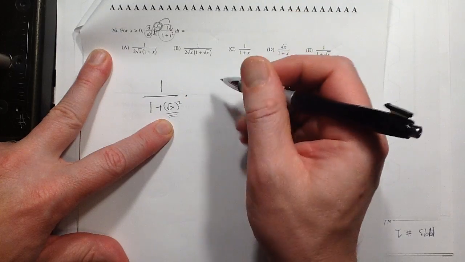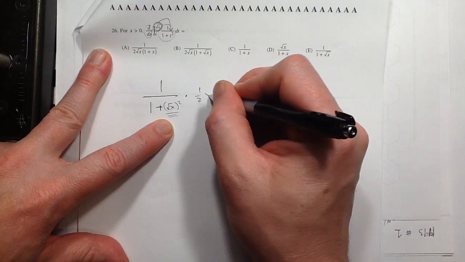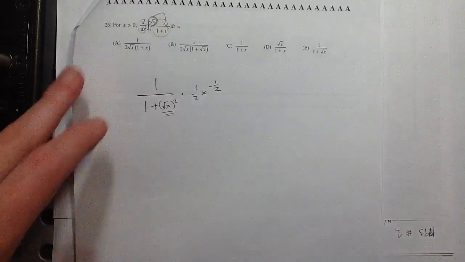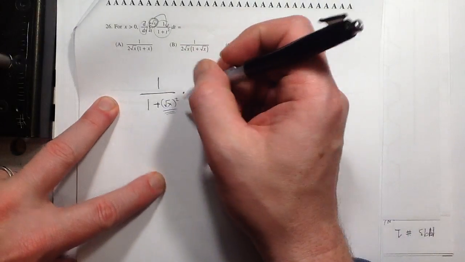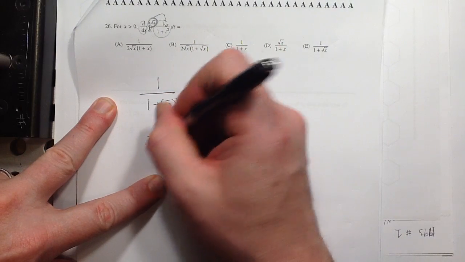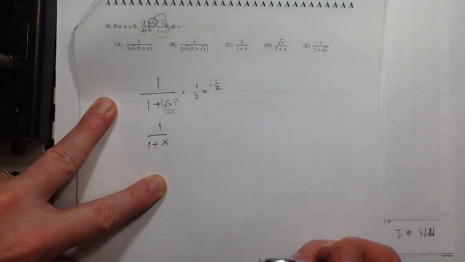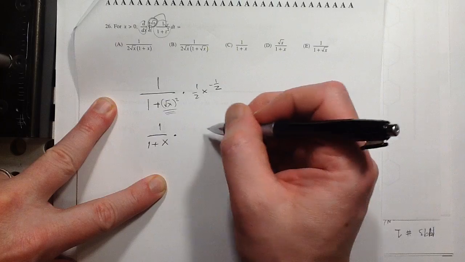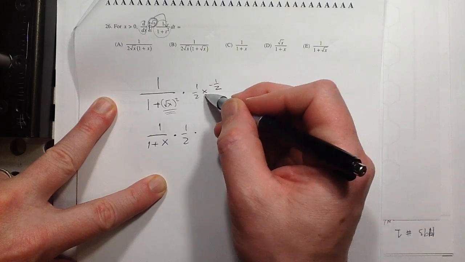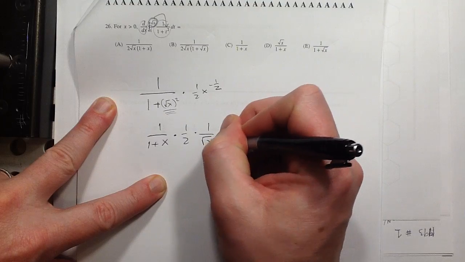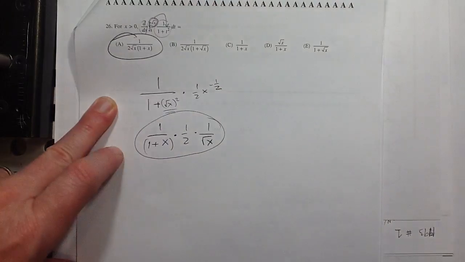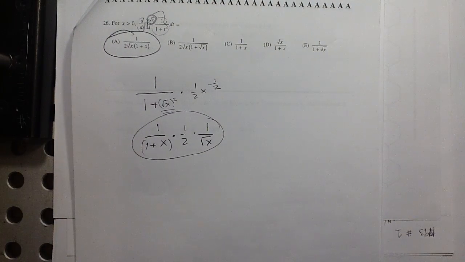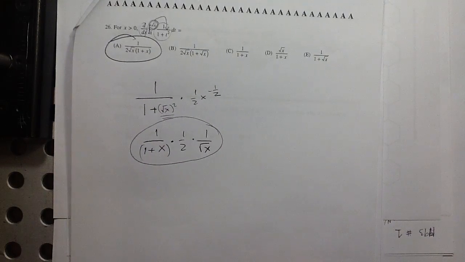So the derivative of the square root of x is 1/2 x to the negative 1/2. So got to figure out which one of these that matches up to. So let's see. That's 1 over 1 plus the square root of x squared is just x. And then I've got 1/2. And then x to the negative 1/2 is 1 over the square root of x. So that's that. Fundamental theorem of calculus. That's what we called part 1.